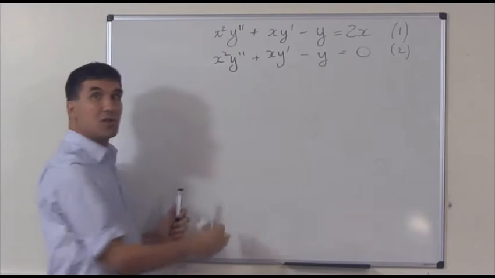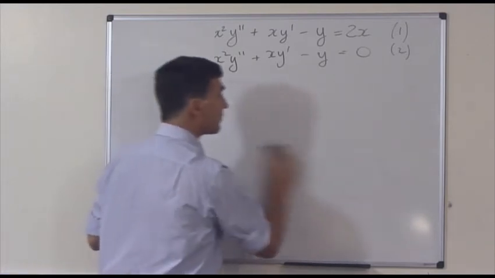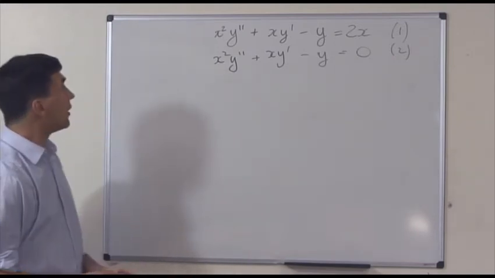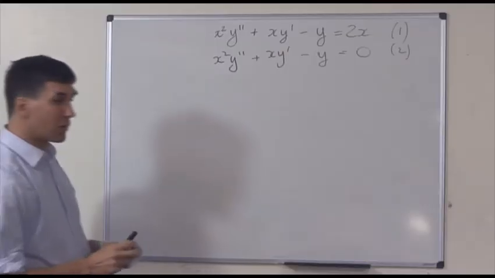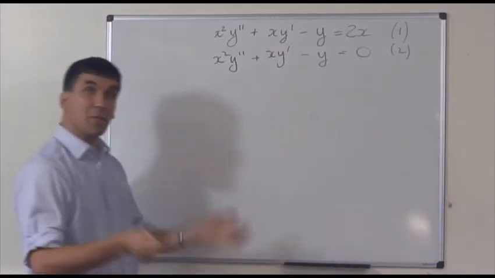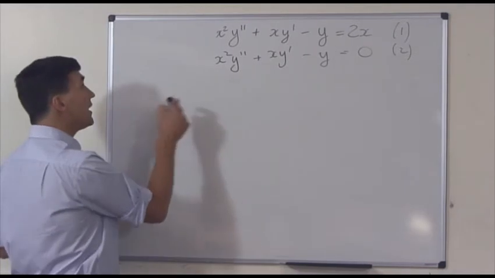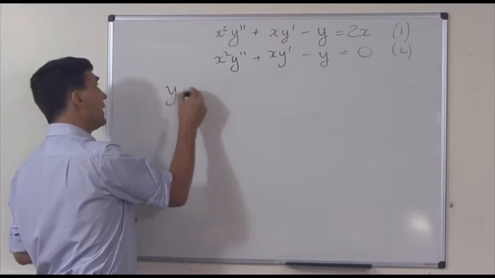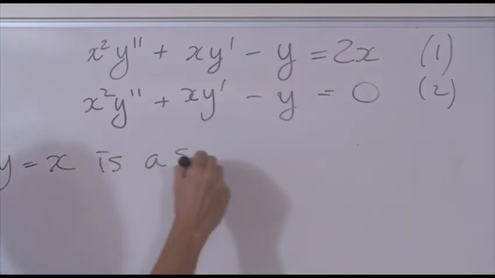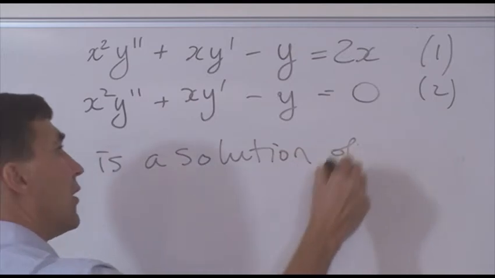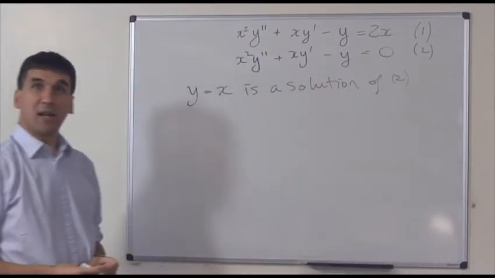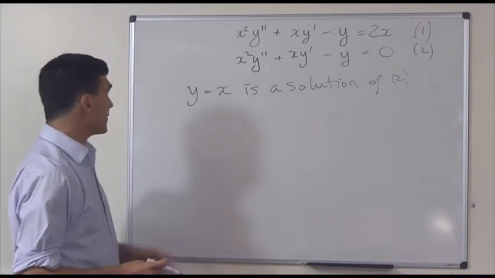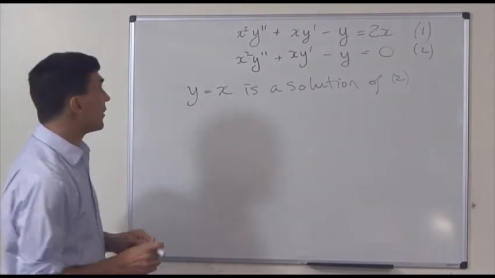Now, I mentioned reduction of order had a price to pay, and the price is that you already need to know one solution of this equation 2. So you already need to know a y that solves that equation, and it turns out that y equals x is a solution of equation 2. And you might say, well, where did that come from? Well, I've just given it to you, and that is the price that you have to pay for this method. You have to be given one solution of this problem.